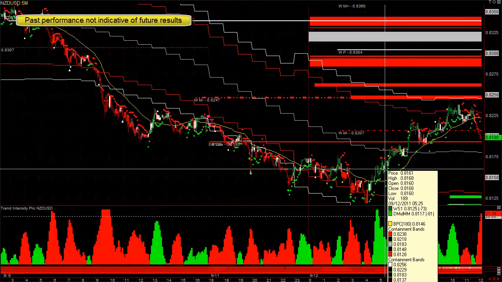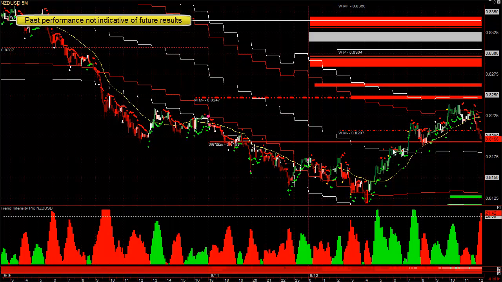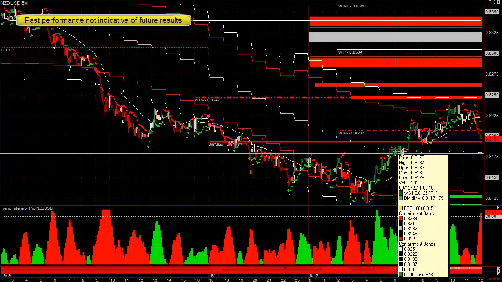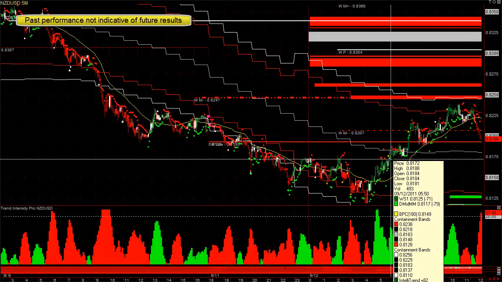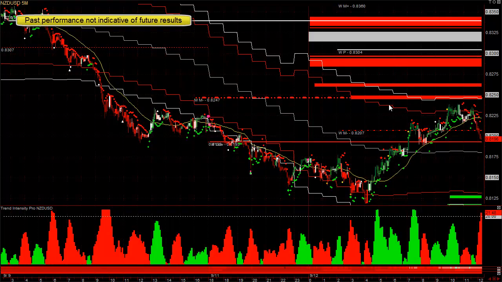Notice right here at 5:30 it's kind of going sideways, breaks out, goes sideways, breaks out. You got a pullback trade, goes up, up. From 5:30, this one went up about 80 pips in the next couple hours.